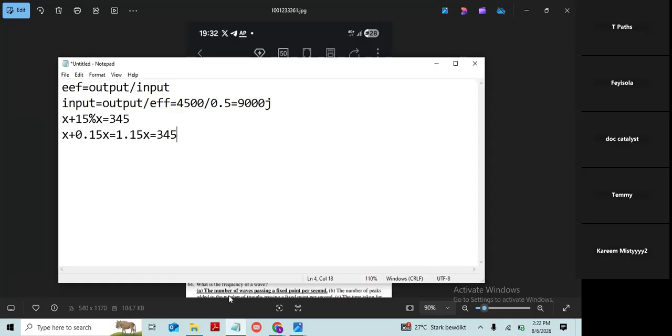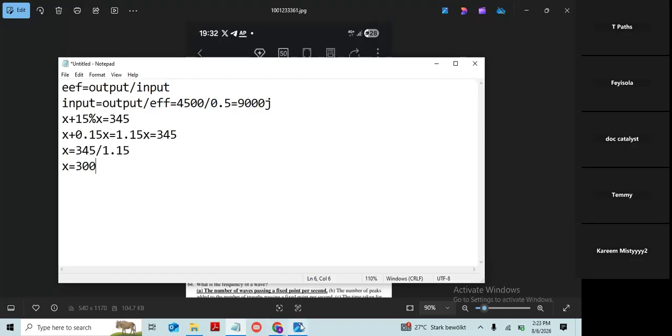Now divide both sides by 1.15. In the long run, I'm sure all of you are pressing your calculator. Your x will be equal to 300. So 300 is the old salary. You can see my screen. So this is the answer.